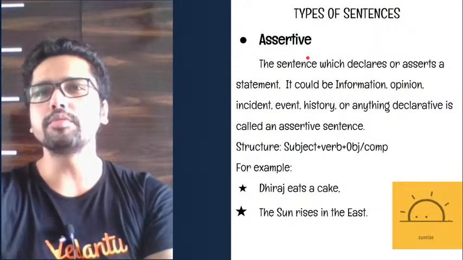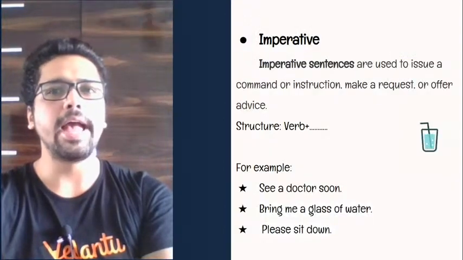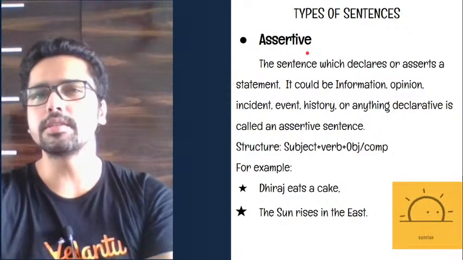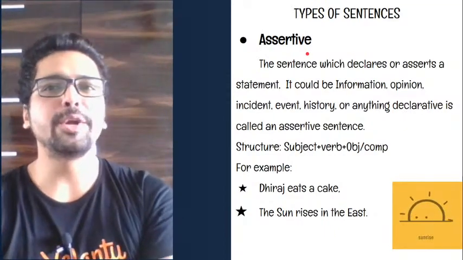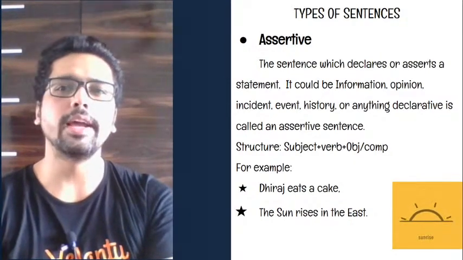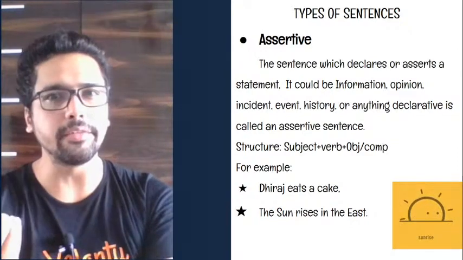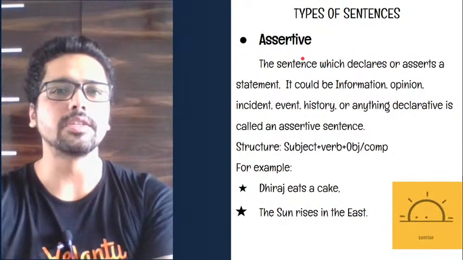So when we talk about types of sentences, we're talking about assertive, interrogative, exclamatory, and imperative. As we all know, the name assertive just means to assert something, to declare something. It could be information, opinion, incident, event, history. It is simply called a declarative sentence. So anything that is declarative, anything that asserts something, is an assertive sentence.